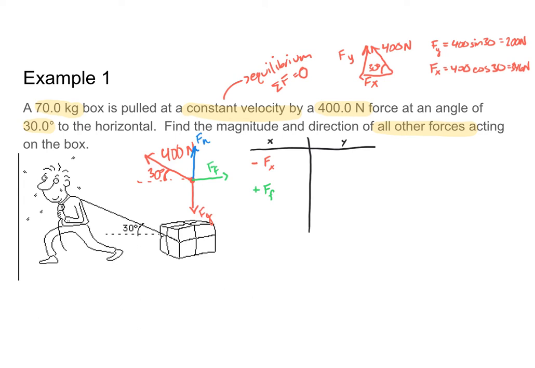In the y direction, I have the y component of my applied force, Fy, which is positive since it's up. I have my gravitational force, which is negative since it's pointing down. And I have my normal force, which is positive because, again, it's pointing up. Excuse me, it should be Fn. Let's fix that. And I know that in both x and y, the sum of my forces is equal to 0.